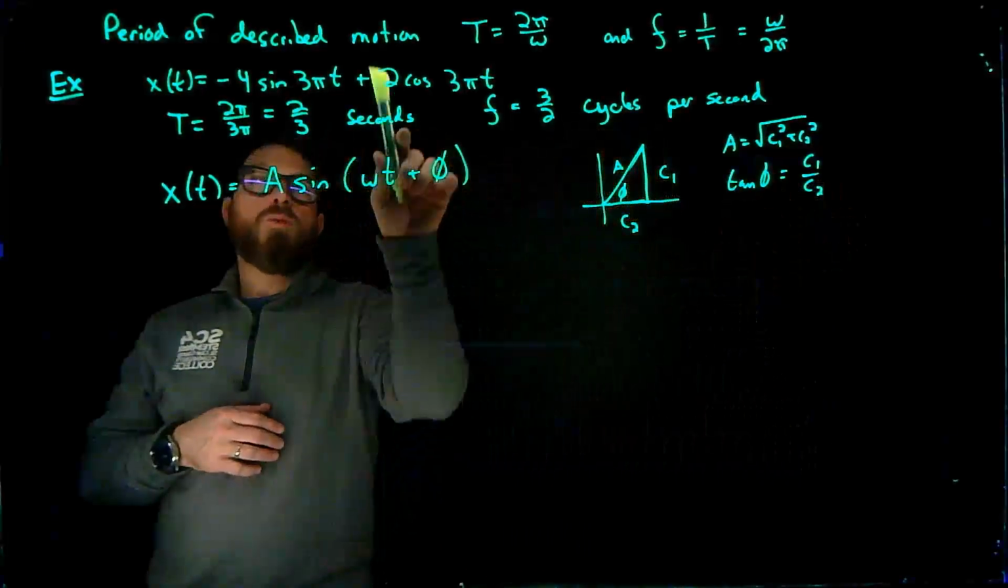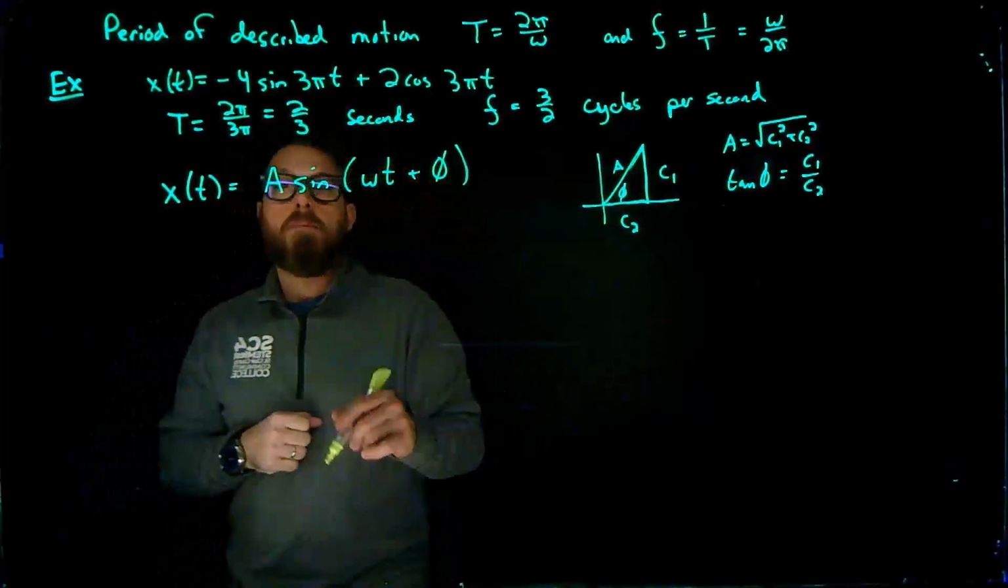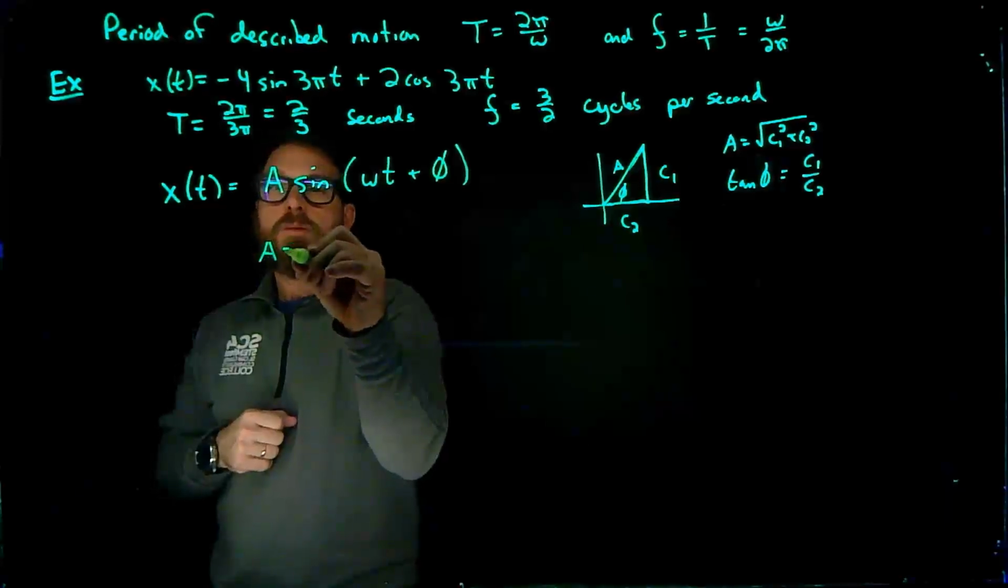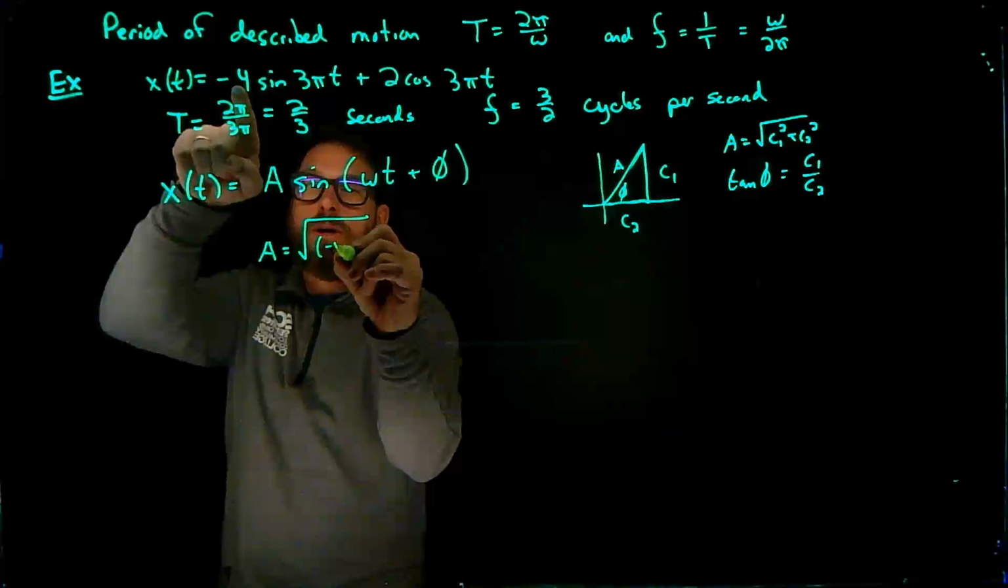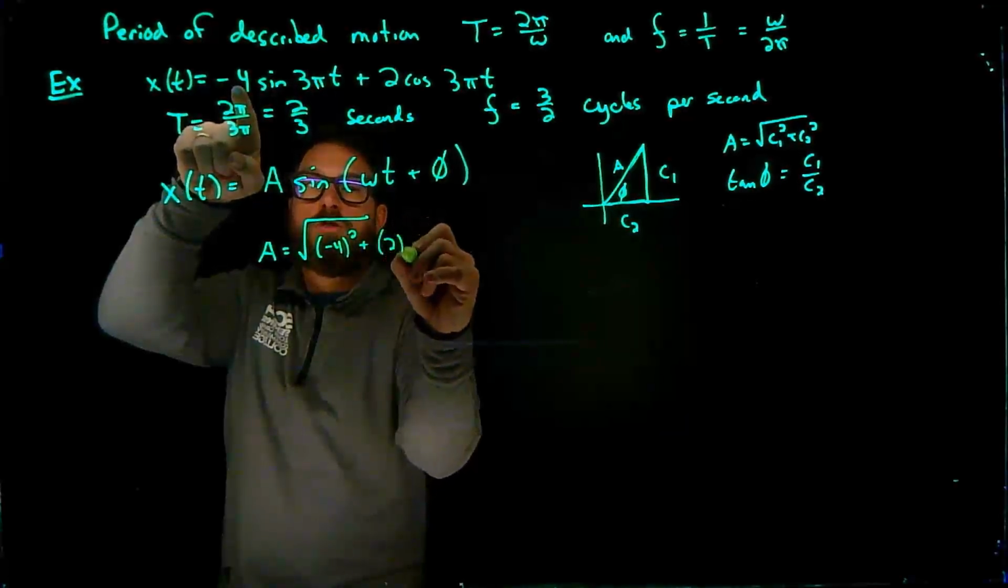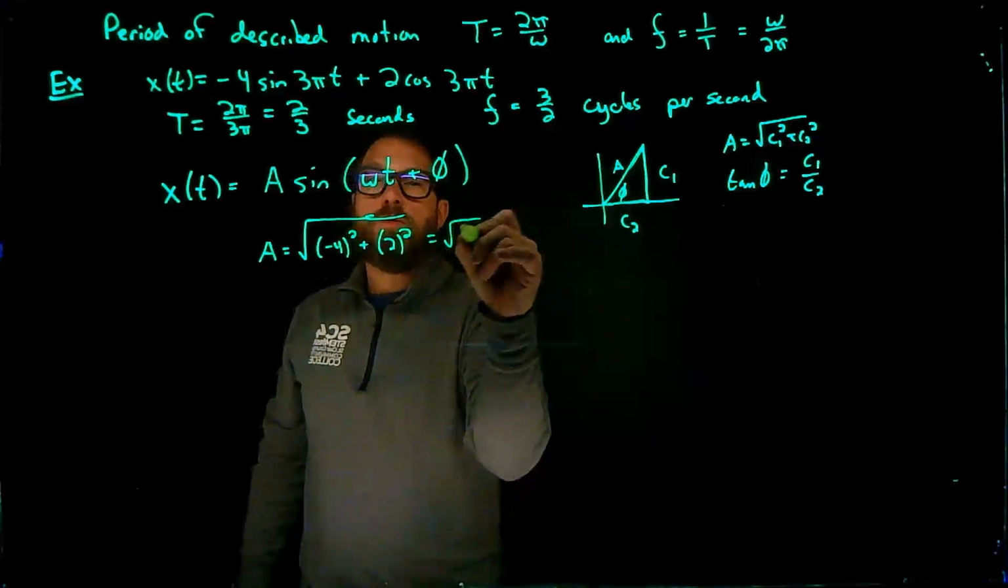So if I want to rewrite this in terms of just the sine function with a phase shift, we know that A is going to be equal to the square root of, well, C1 is going to go in front of x, so minus 4 squared plus 2 squared. So 16 plus 4, so this is going to be root 20.